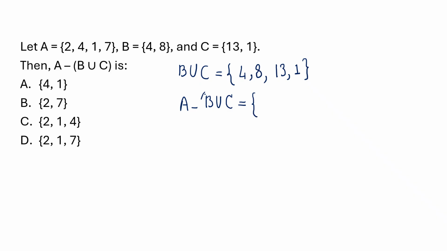So for the difference, if you remember, what we do is we first write down all the elements of the set on the left. So write down everything that is in A. So 2, 4, 1, and 7. And then go through the list, and for each one of them, if they belong to the second set, remove them. So does 2 belong to B union C? No, so we are going to keep it. Does 4 belong to B union C? Yes, it does. It's right here, so we are going to remove it. How about 1? Does 1 belong to the union of B and C? Yes, it does, so we are going to remove that as well. How about 7? Does 7 belong to B union C? No, it doesn't, so we are going to keep that, and as a result, the final answer will be the set containing 2 and 7.